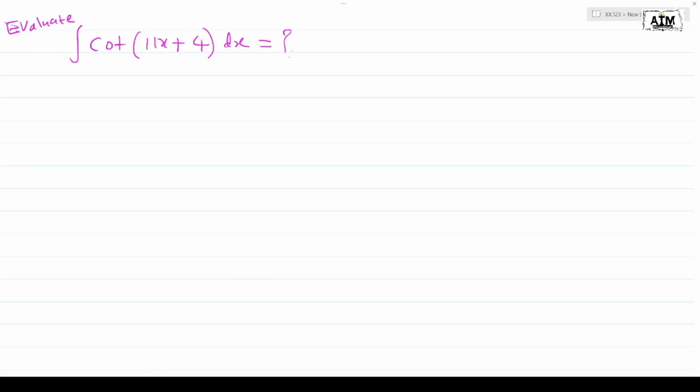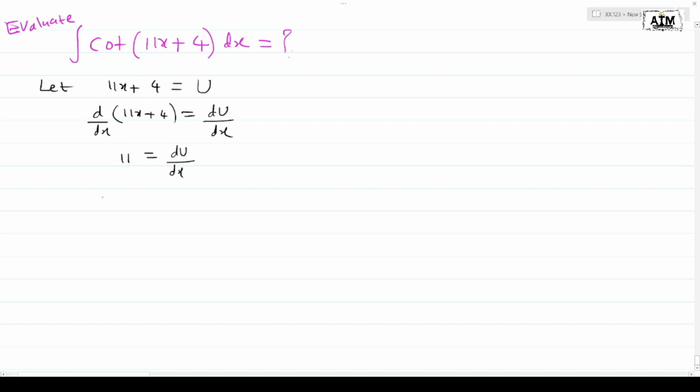Suppose we need to find integration of cot of 11x plus 4 with respect to x. The procedure remains the same. Let 11x plus 4 equal u. As soon as you put a substitution, you have to take the derivative. So differentiation of 11x plus 4 with respect to x equals du by dx. The derivative of 11x is 11 and the derivative of 4 is 0, so 11 equals du by dx. Therefore dx equals du upon 11.